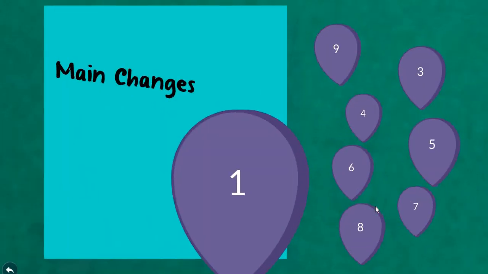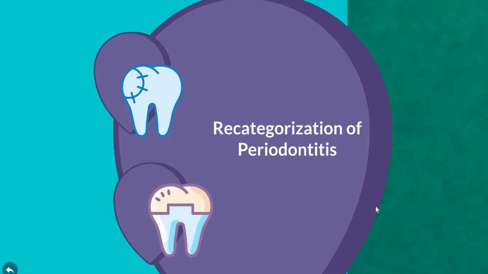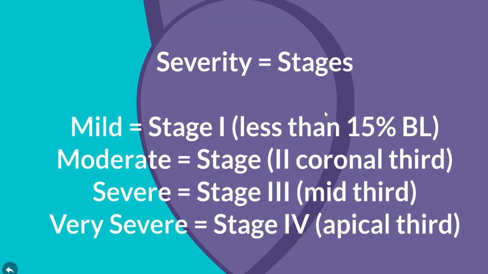Let us start with the main changes. First of all, we have recategorization of periodontitis. Previously, in 1999, periodontitis had 4 categories: periodontitis as a manifestation of systemic disease, necrotizing periodontitis, aggressive periodontitis, and chronic periodontitis. But today it's changed. It became 3 categories, and I'll tell you about that.